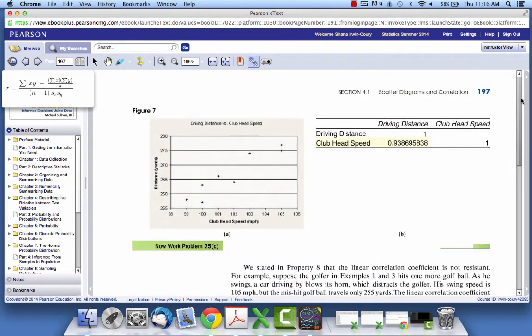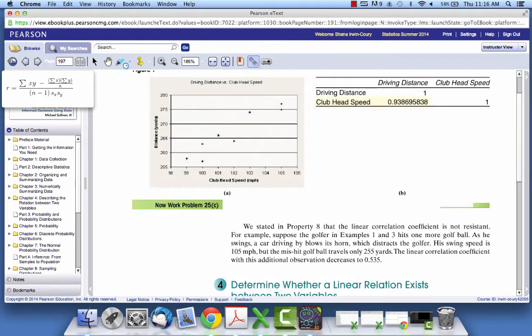I'm seeing if there's an example here of an outlier, so that's what I'm looking for.